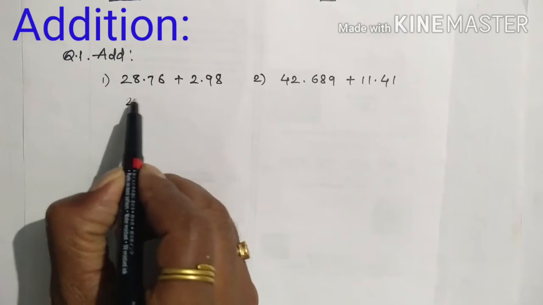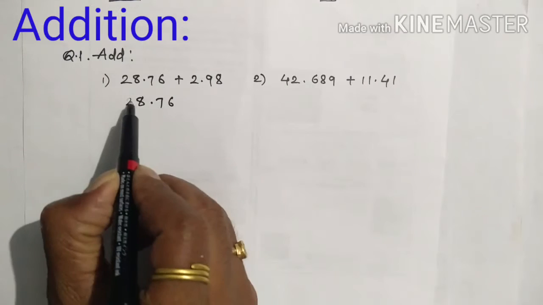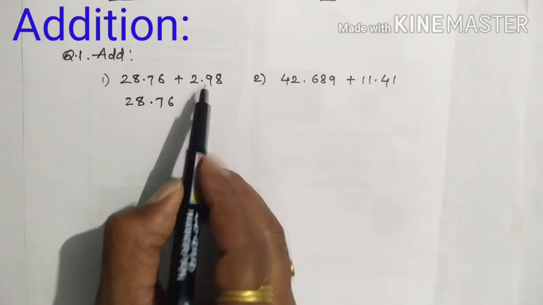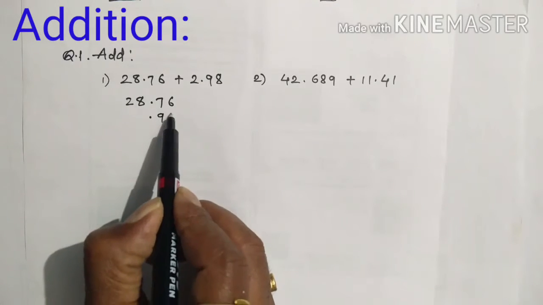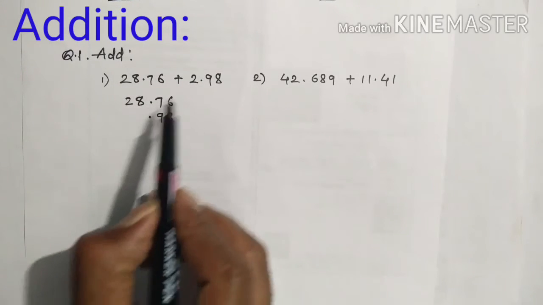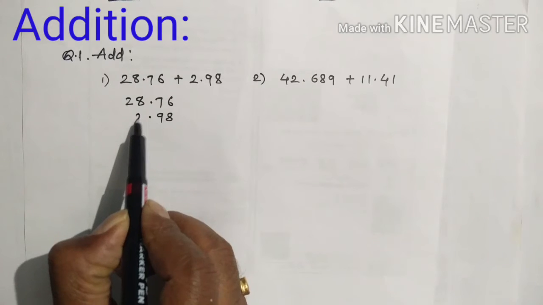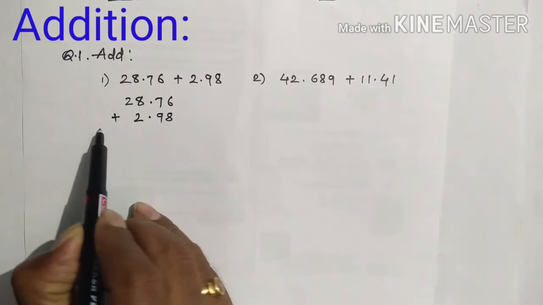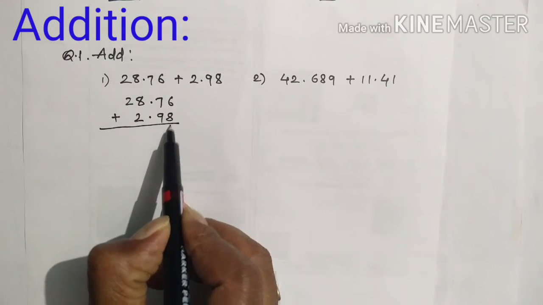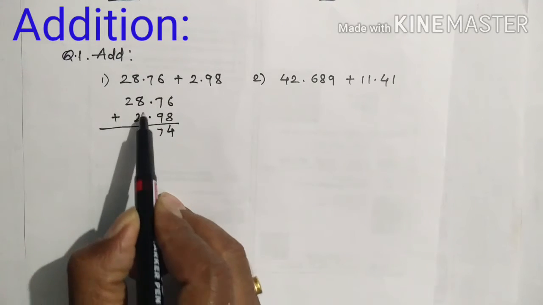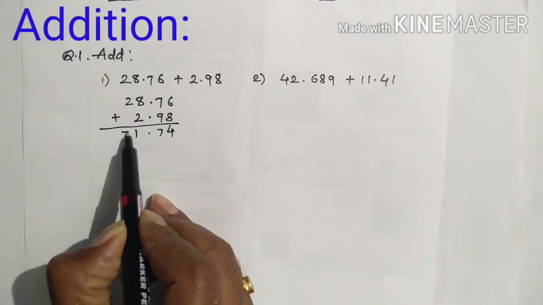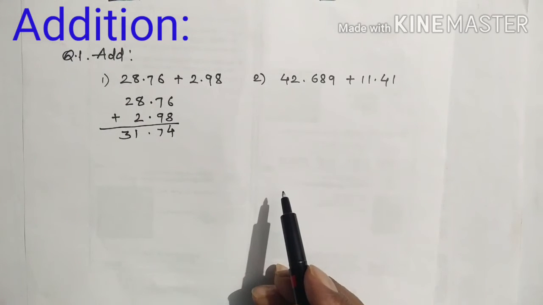So we can add like this: 28.76, we have to write the decimal point below decimal point, and here two places are there, that's why we have to arrange them according to their places, and here 2 is given, it would be in the ones place. And now we will add them. 6 plus 8 is 14, carry 1, 8 plus 9 is 17, carry 1, 9 plus 2 is 11, carry 1, 3. Like this we have to add.